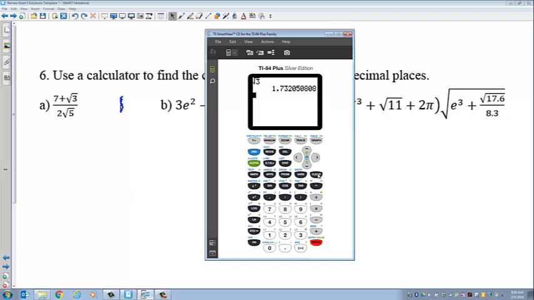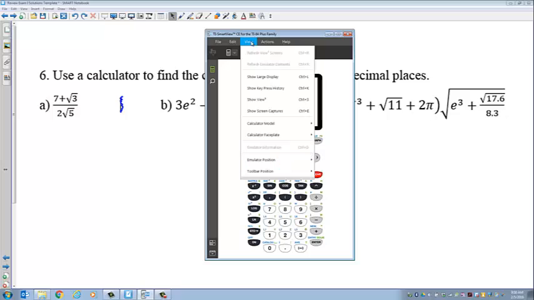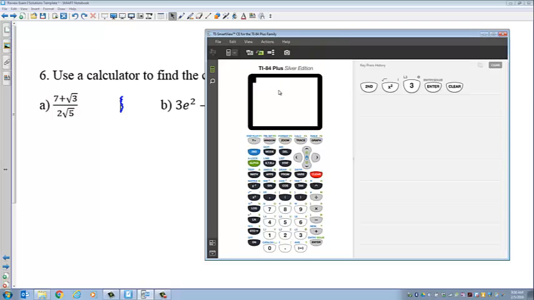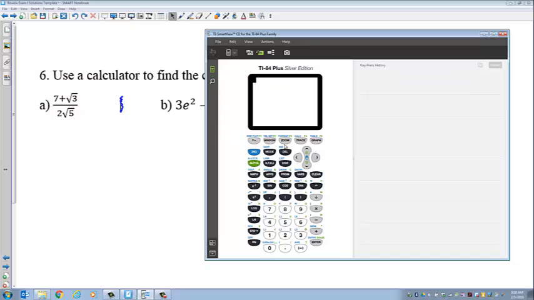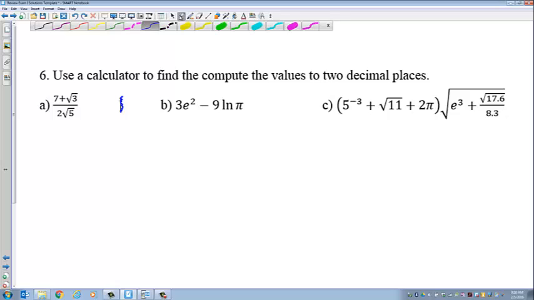So take out your calculator. Let's clear this out. We can even put up show key display here, so you can follow along with me. So what we need to do on this one is enter this expression right here into our calculator. Now you have to remember, you have to put parentheses on top and bottom. So here's how I would do it.